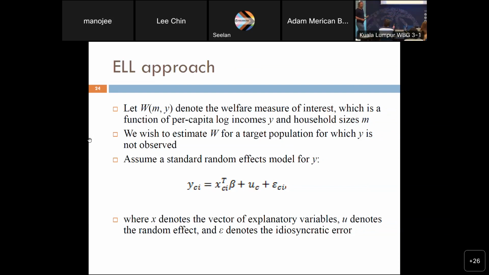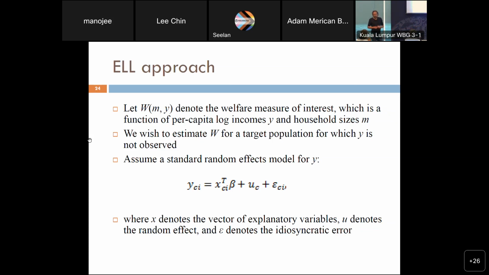ELL were adamant that, beyond this nested error structure, they made very minimal assumptions about the distribution of those errors. Because bear in mind that the welfare variable you're typically going to try to estimate is going to be a non-linear function of these household errors. If there's any non-normality in these errors, capturing that non-normality will be helpful.